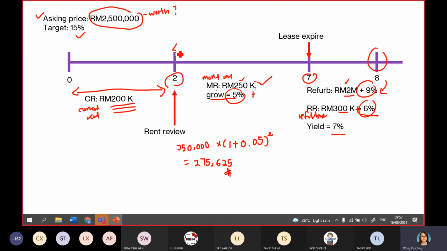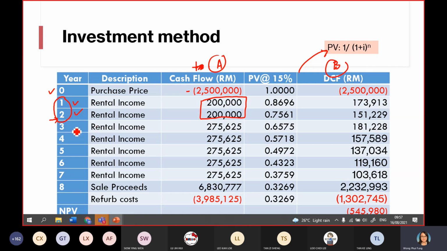Okay, so it's from year 2 until year 7. Can you see? So year 3 onward, you start to collect until year 7. So this is a value. Okay, so this is MR. MR plus percentage. This one CR. Okay, so this one no issue.